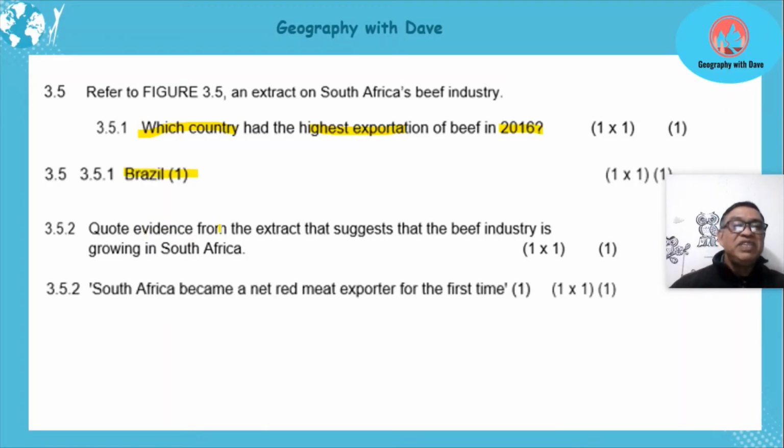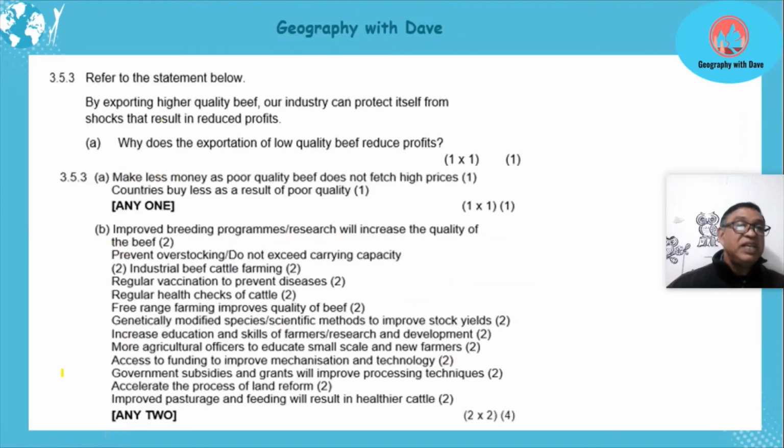Brazil. Quote evidence from the extract that suggests that the beef industry is growing in South Africa. Why? We can only export if we have enough in the country. And when South Africa started exporting in 2016, it meant that our beef industry grew, that we supplied the country, and we were able to actually export. So the phrase there was South Africa became the net red meat exporter for the first time, taken directly from the article. Okay, learners. Right, let's go on.